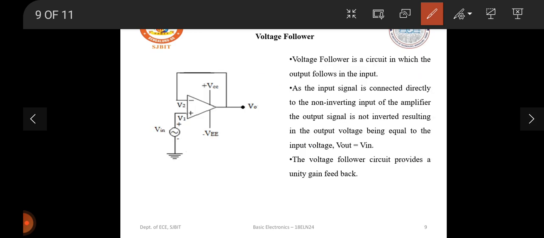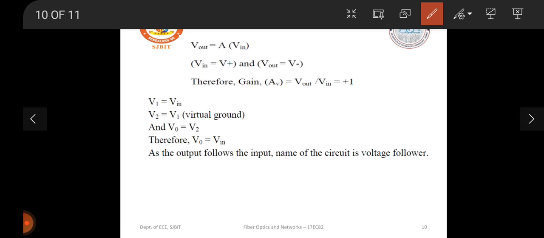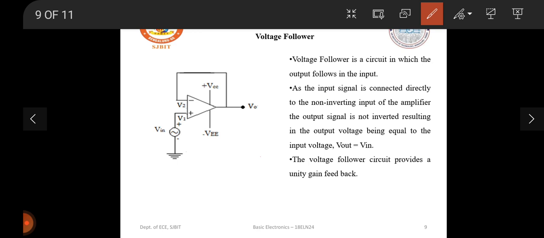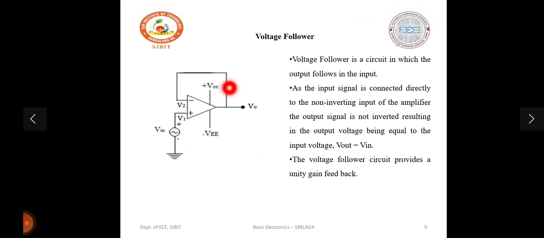Now moving on to the voltage follower. The name itself suggests the output voltage is going to follow the input. No matter what my input might be, that would be followed as my output. So when we look into the circuit, we have the feedback element replaced. That is, we directly short the output voltage to the inverting input terminal. Observe here, without the feedback element, we short the output voltage to the inverting input terminal V2, and we apply the input voltage to V1.